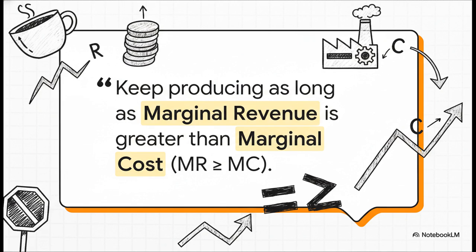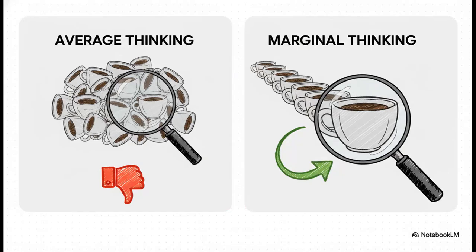The second that flips, the second it costs you more to make the coffee than you earn from it, you stop. And guess how we find those marginal values? That's right, by taking the derivative of our revenue and cost functions. See, it all connects.